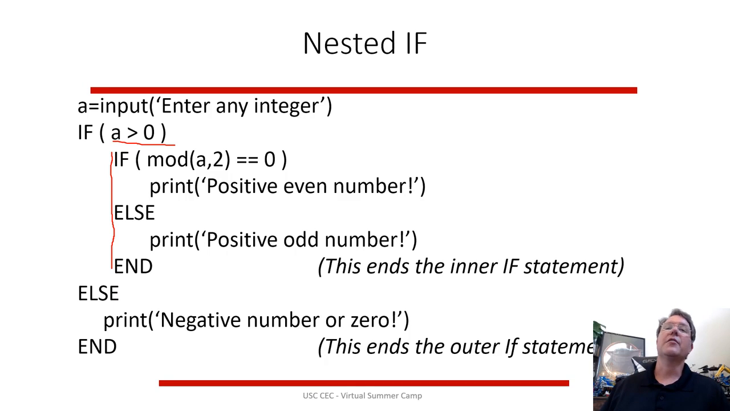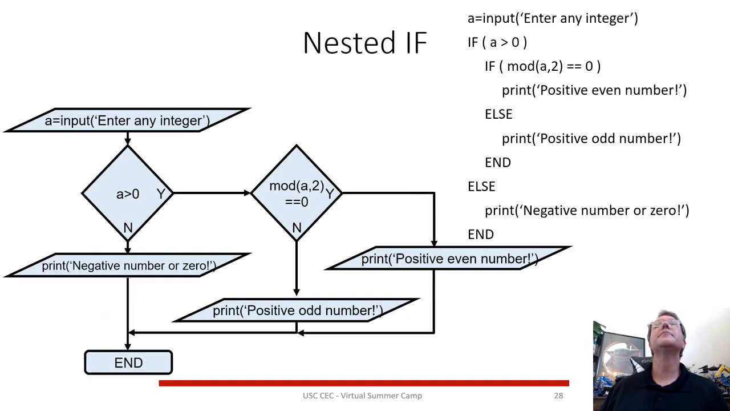Then you're going to check the modulus of A divided by 2. So the modulus of A and 2, if that's equal to 0, it's a positive even number. If A is greater than 0, but modulus 2 is not 0, it's a positive odd number. So if this is not true, the only other cases can be down here. A must be a negative number or 0, as long as you have an integer as your input.